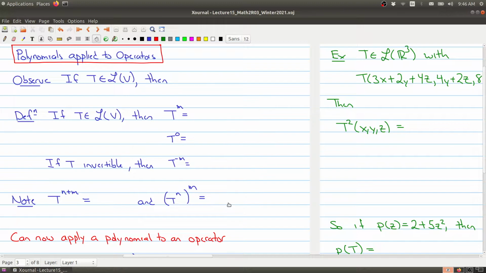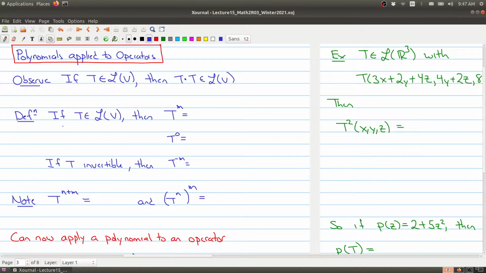Okay. So first of all, let's make an observation that if we take a linear operator, then it makes sense that we can also talk about T composed with T. That is also going to be an element of the set of all linear maps from V to itself. So we can always take a linear operator and compose it and get another linear operator. That allows us to introduce the following definition.